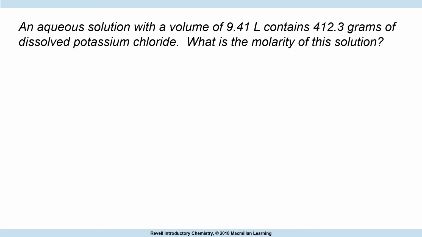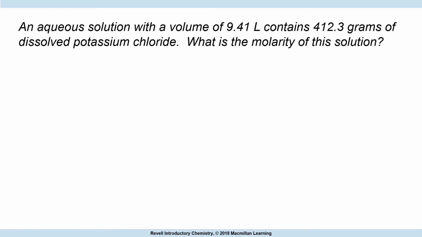So let's look at an example. An aqueous solution with a volume of 9.41 liters contains 412.3 grams of dissolved potassium chloride. What's the molarity of the solution? Okay, so we know grams, we need to make a calculation. We make the conversion to moles, which means we need the molar mass of potassium chloride, which would convert it to moles. And then we have what volume it's in, so simply it would be that many moles over the volume.